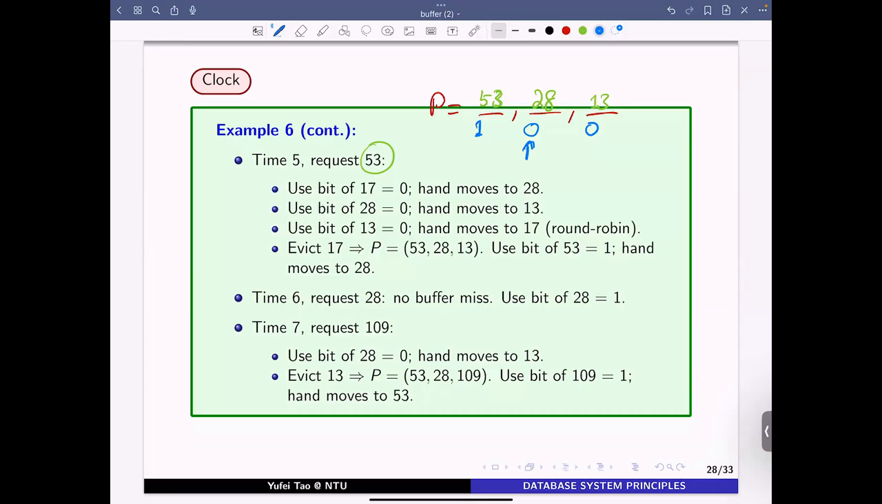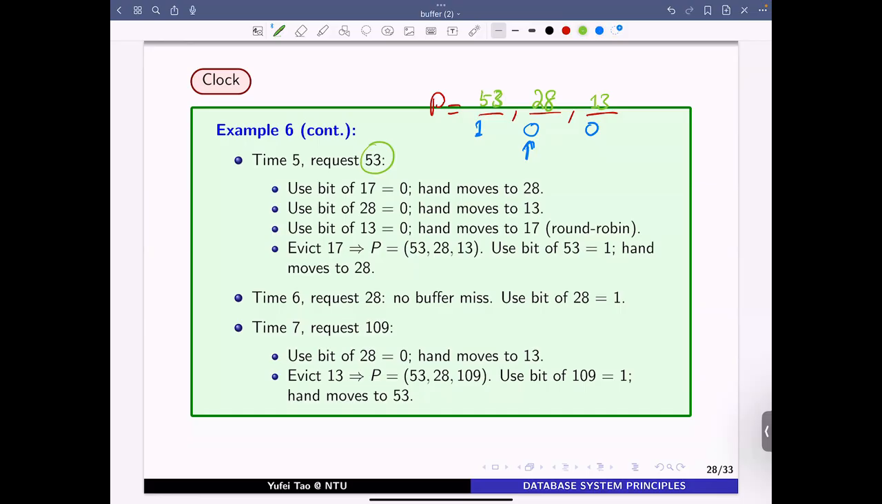You want to do this because you don't want the hand to stay at 53. Otherwise, it's meaningless, and next time the bit of 53 will be reset to 0 immediately, but that doesn't make any sense. You want to let this block hang around a little bit, because it's just been used. So we move down to the next one.